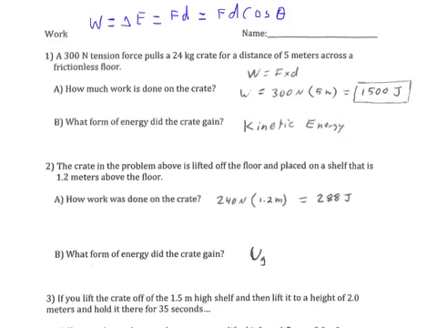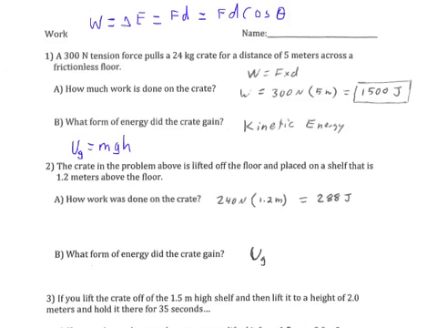Now, in the second problem, it says the crate in the problem above is lifted off the floor and placed on a shelf. If I'm lifting it up, you can use this equation: gravitational potential energy is equal to mass times the acceleration of gravity times the height, mgh. You could do it that way, or you could just think of it as the work equation. In this case, the force is the weight of the object, and the distance is the height that's being lifted.